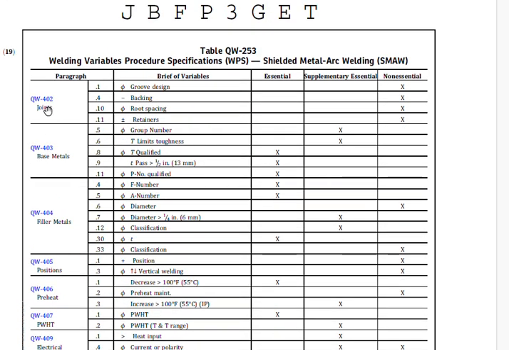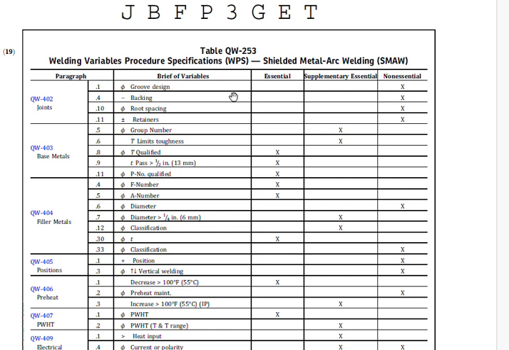Now here in a SMAW process, we mention 402 for joint. Here is a paragraph. We will not talk about only 402; we have to check point 1, point 4, point 10, point 11 and point 5, point 11. For joint, till point 11. In 402.1 it is mentioned about the joint design, backing, root spacing and retainer. Groove design: if we are talking about groove design, like whether it is a U joint or J type joint or double V joint, which type of groove design?